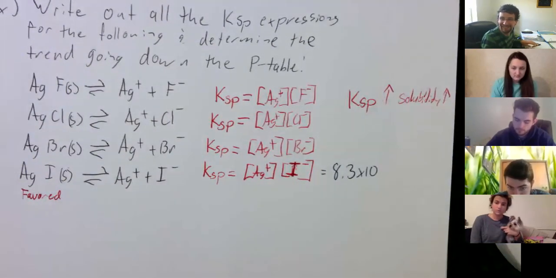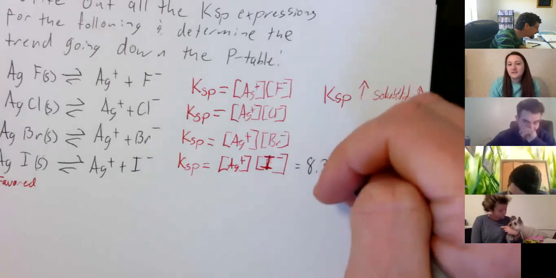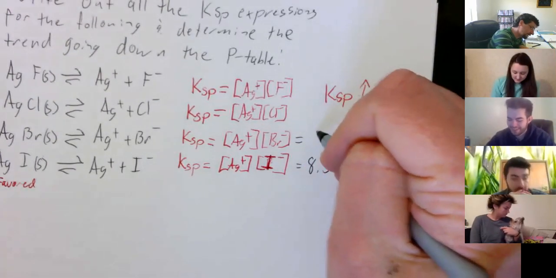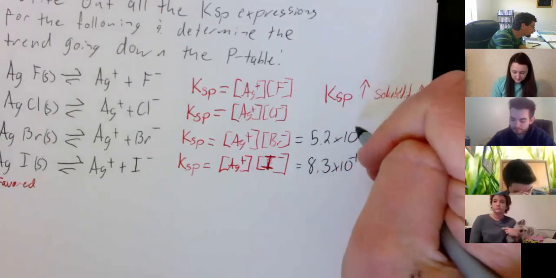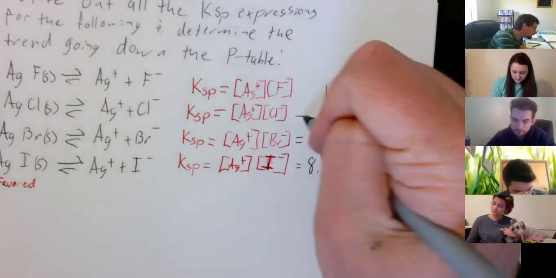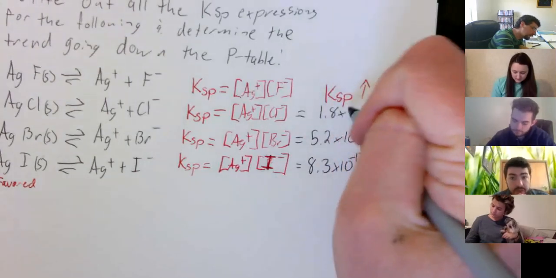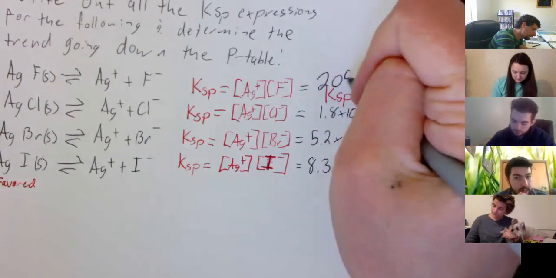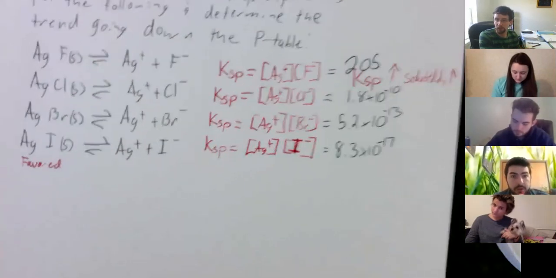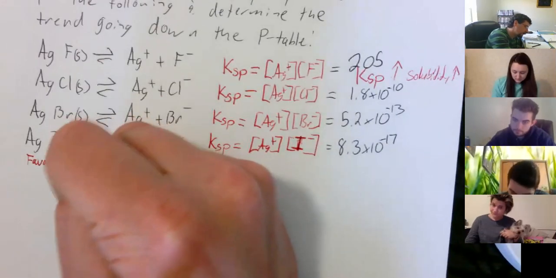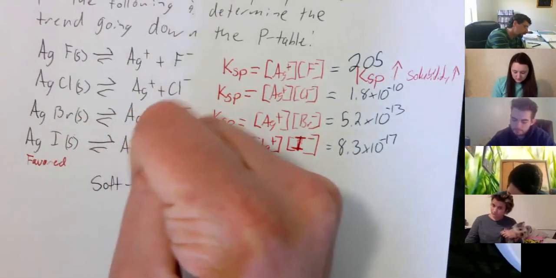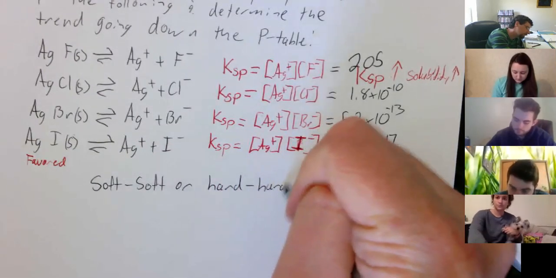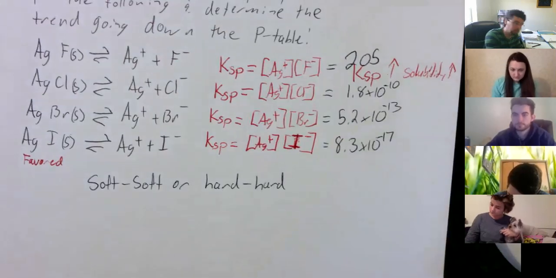I'm sorry, I lied to you. Because iodine is soft, the KSP is like 10 to the minus 13. With both being soft, you get a really insoluble compound, but one hard and one soft will make it much more soluble. So if you have soft-soft or hard-hard, that's more energetically favorable.